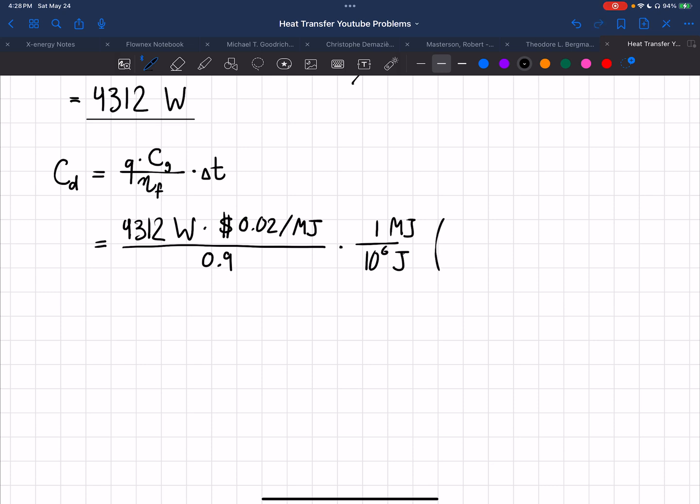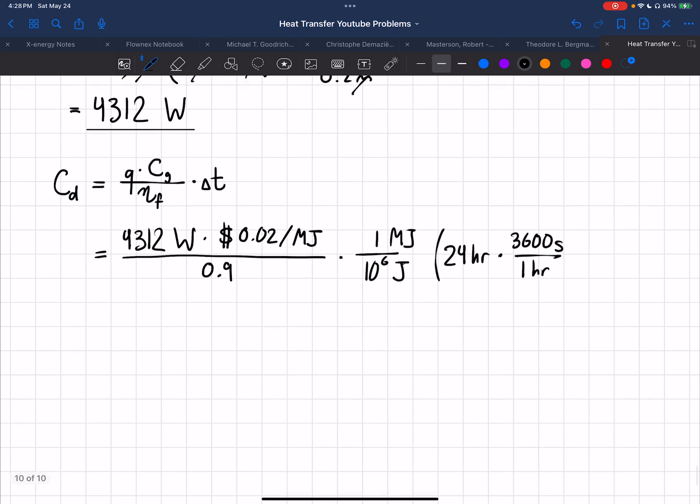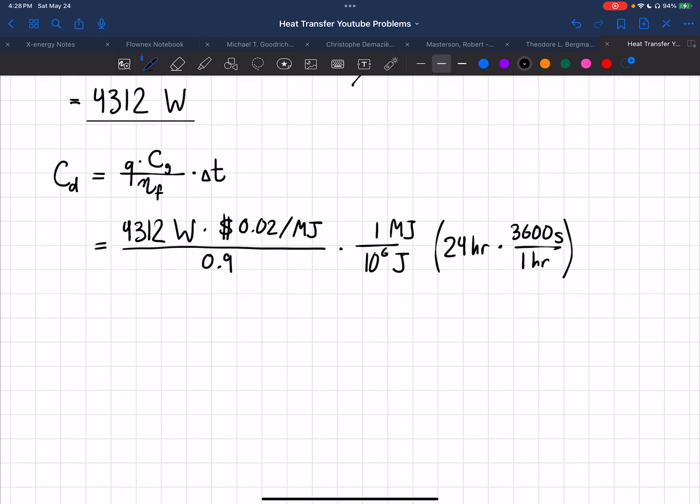Finally, for our time, we are going to turn this into seconds so that we can work with our watts unit. We have that joules per second that needs to cancel out. So we're going to have 24 hours times, and there are 60 seconds in 1 hour. Excuse me, that's not correct. There are 3,600 seconds in 1 hour. And that should be everything.